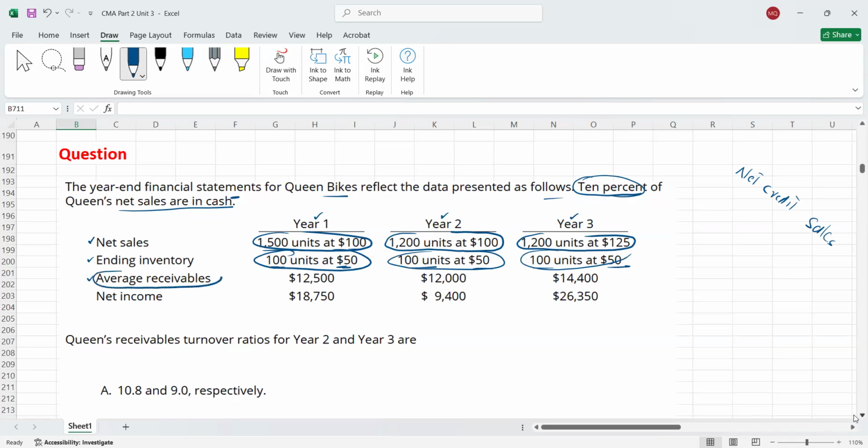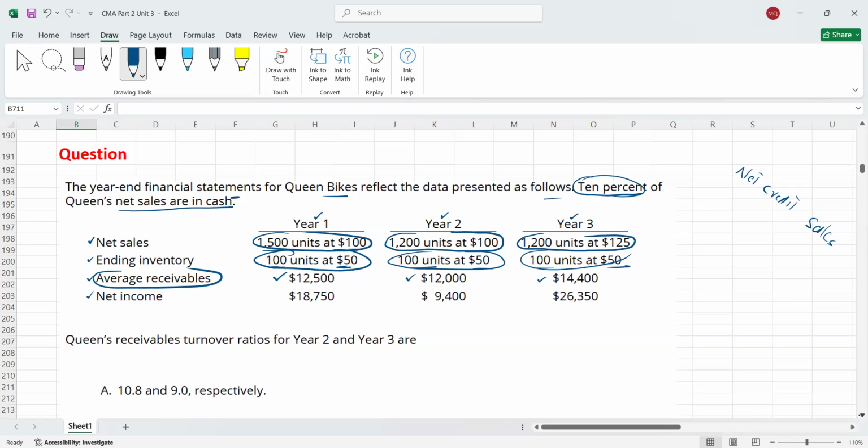Then average receivables. See, this is important. It's average. Average is already given. You don't need to calculate, guys. So average in year one is $12,500. In year two, it was 12,000, and in year three, it is $14,400.